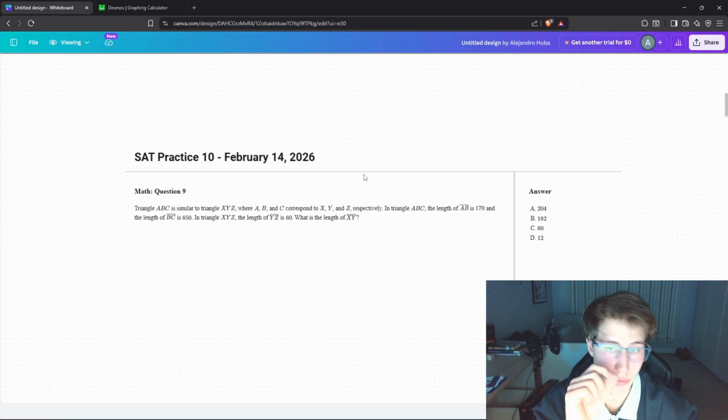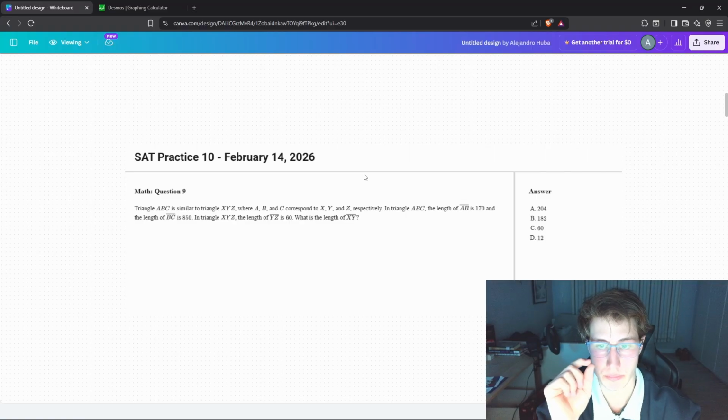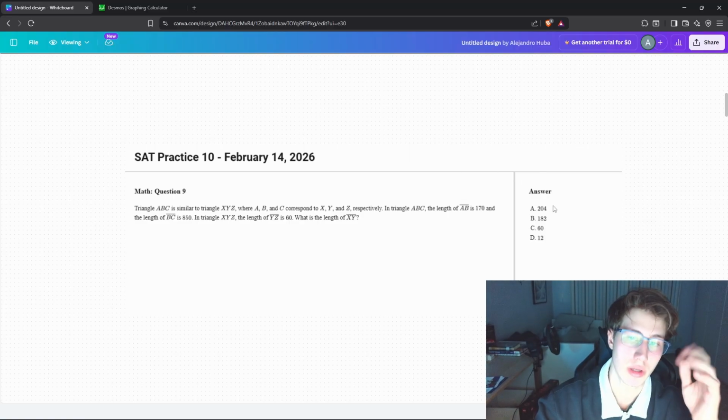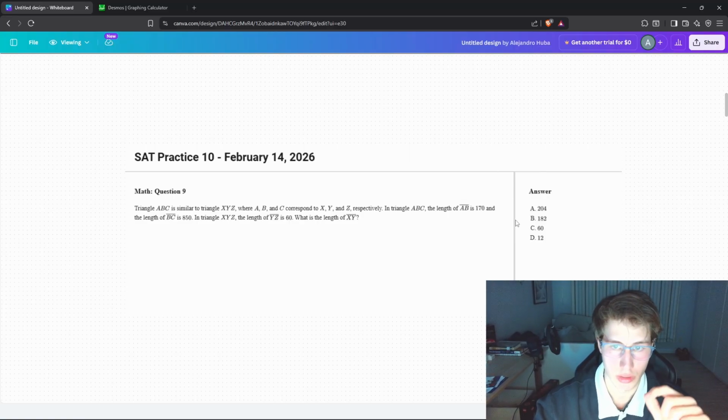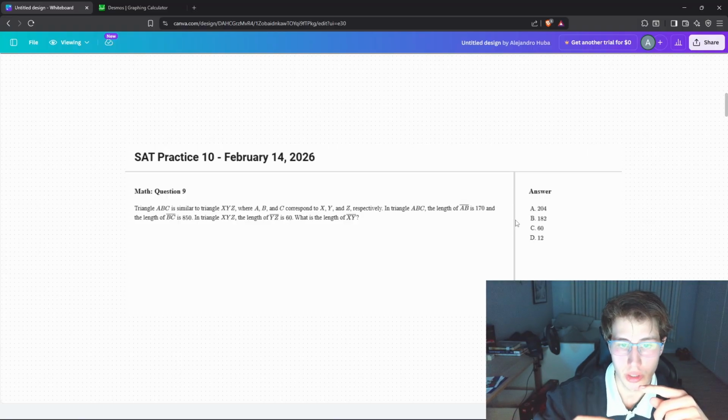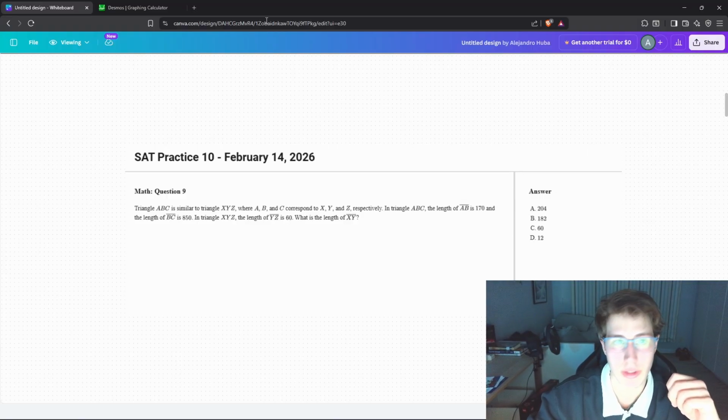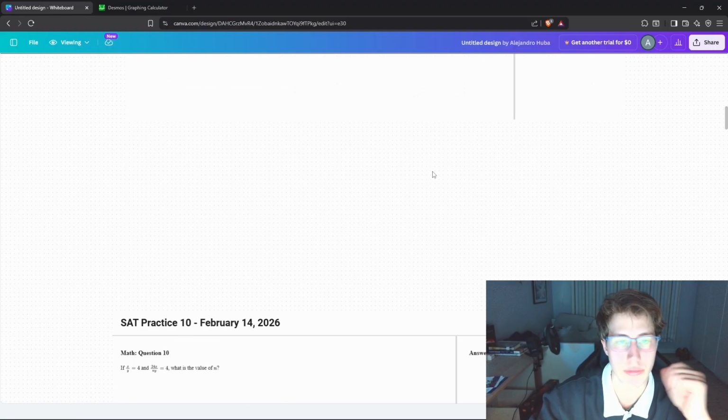And the reason why I have to do it in a specific way is because AB corresponds to XY and BC corresponds to YZ. So you have to be careful to not mix those up. Since we put AB first on top and then BC underneath it, we have to put XY on top and then YZ underneath it afterwards for us to get the answer D, 12, which is the correct answer.